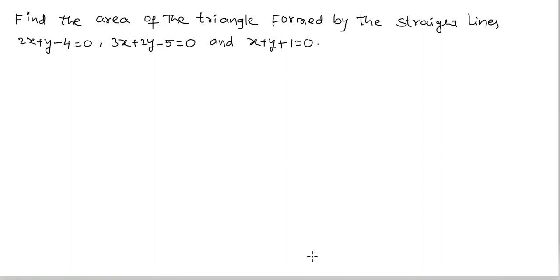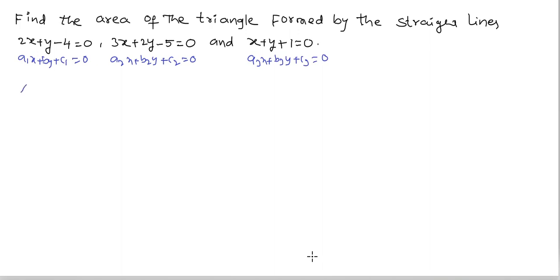Find the area of the triangle formed by the straight lines 2x plus y minus 4 is equal to 0, 3x plus 2y minus 5 is equal to 0, and x plus y plus 1 is equal to 0. Here the given lines are: this is the first line a1x plus b1y plus c1 is equal to 0, this is the second line a2x plus b2y plus c2 is equal to 0, and this is a3x plus b3y plus c3 is equal to 0.